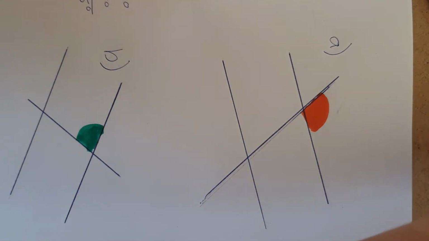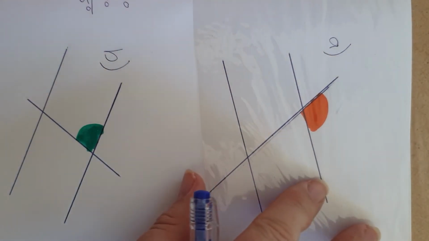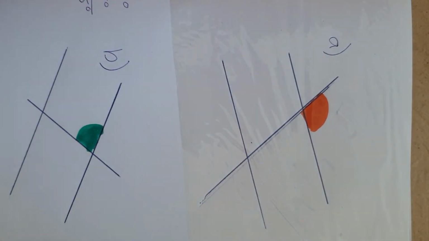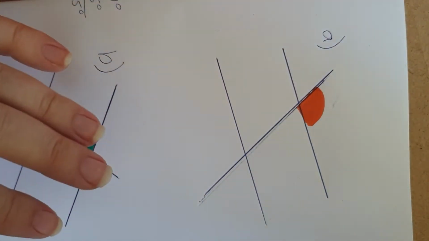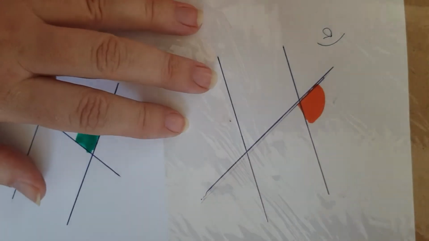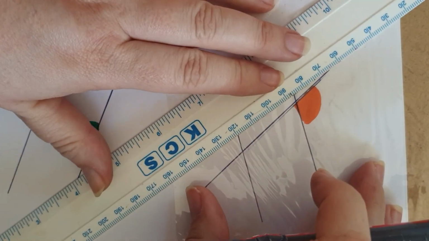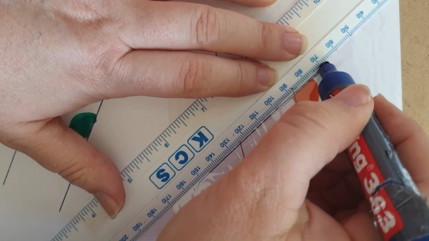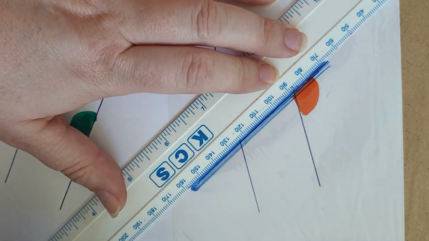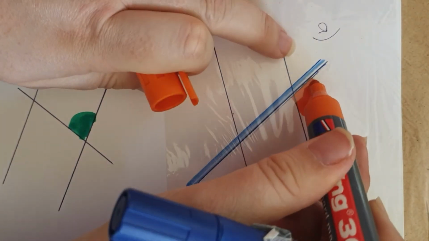Okay, so we're looking for the alternate angle. Again, you might have just drawn it on straight away. I'm going to show you how to do it visually. So, again, I'm not copying the whole diagram down. I'm just copying part of the diagram. Again, colour that in.